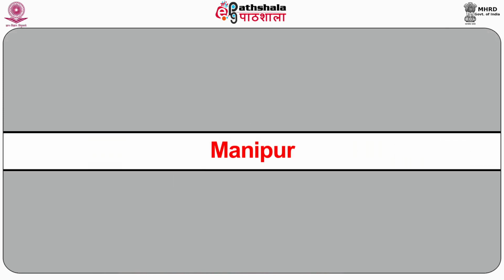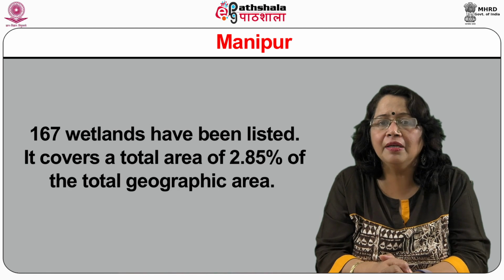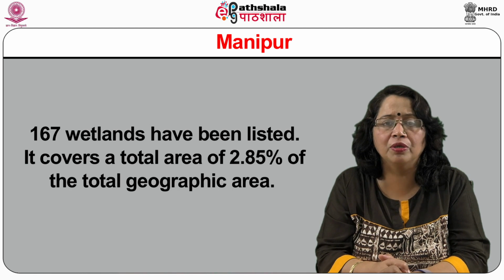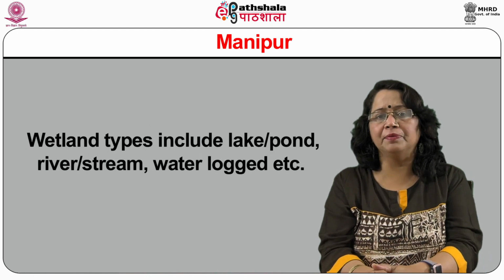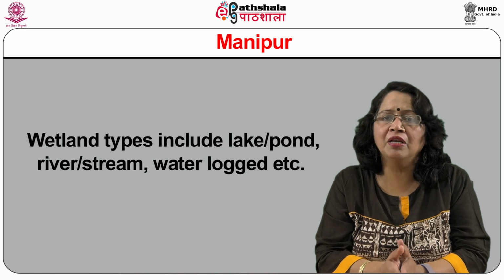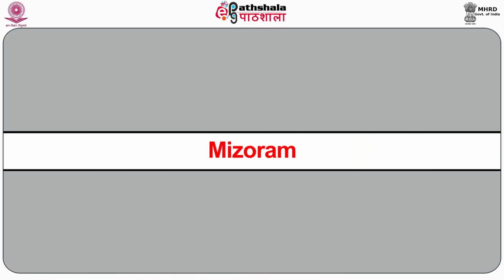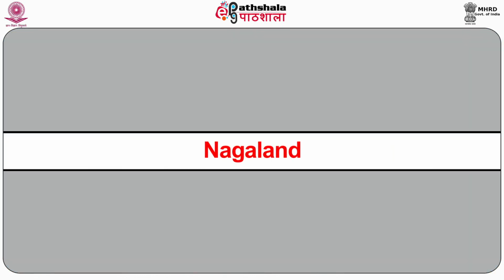Manipur. 167 wetlands have been listed. It covers a total area of 2.85% of the total geographic area. Wetland types include lake, pond, river, stream, waterlogged, etc. Meghalaya. There are 259 wetlands. This includes rivers, streams, reservoir and barrages. Mizoram. 82 major wetlands have been listed. Nagaland. 267 small wetlands have been identified during the mapping.